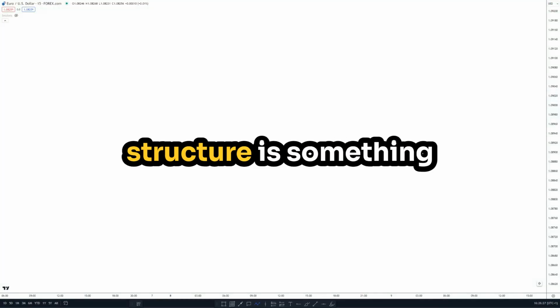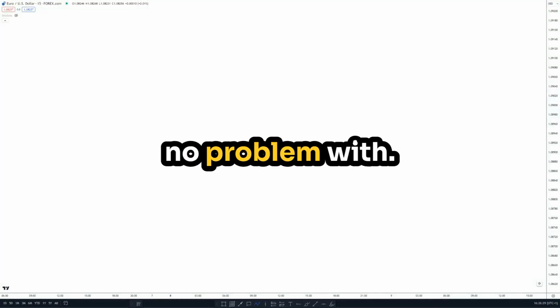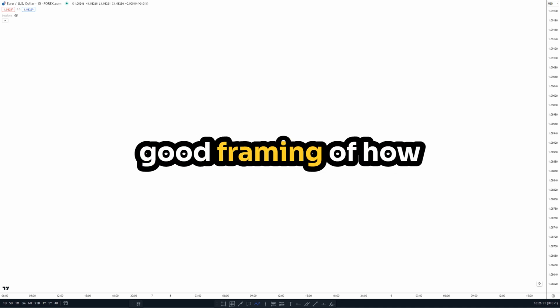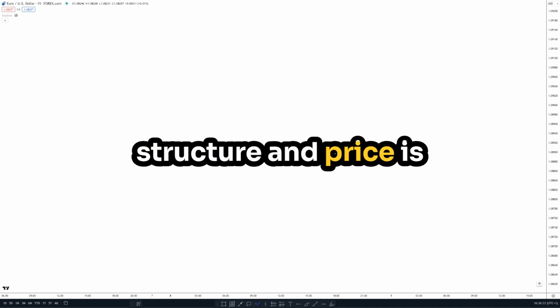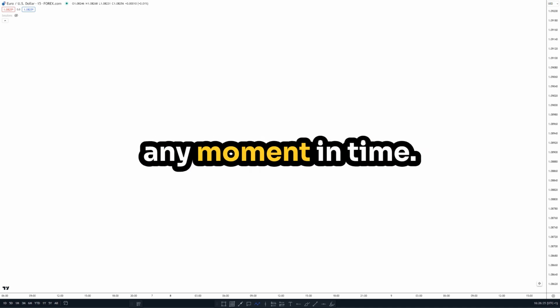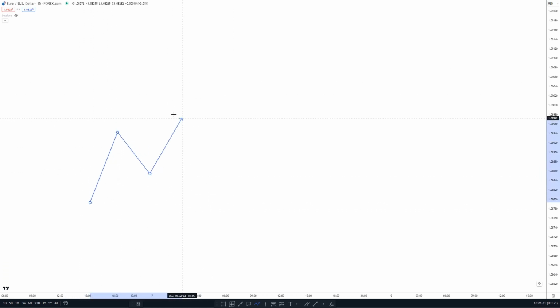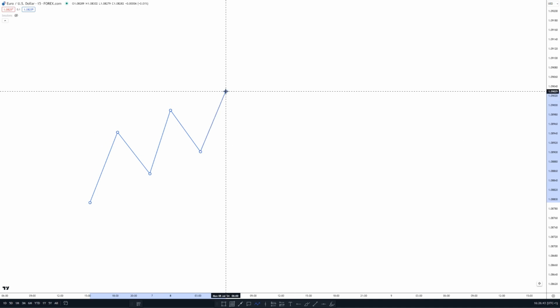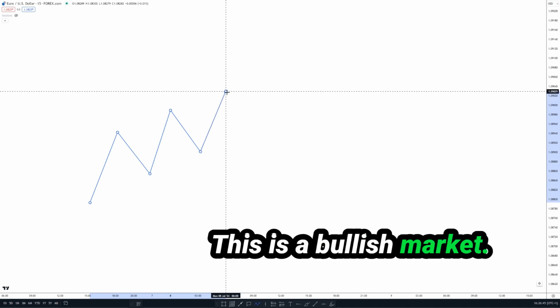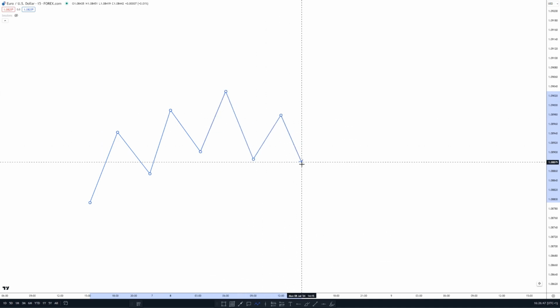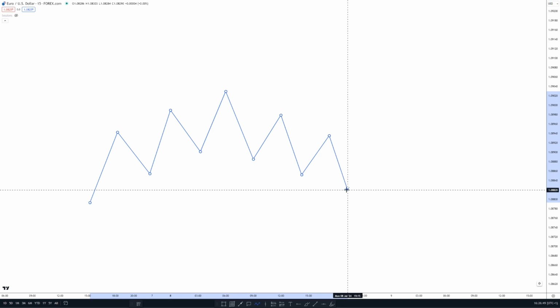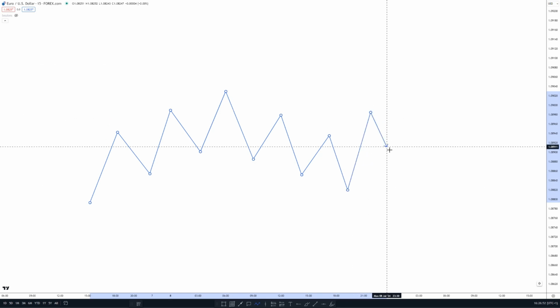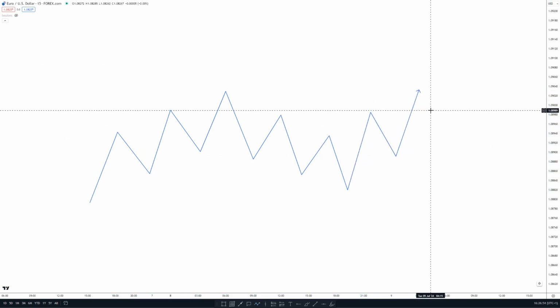Now, the idea of swing structure is something I have absolutely no problem with. It gives you a really good framing of how structure and price is actually trending at any moment in time. So the idea would be it creates a low, a high, higher low, higher high, higher low, higher high. This is a bullish market. Then it might break the low and then start creating lower lows and lower highs, turning into a bearish market and then at some point breaking up again like this.